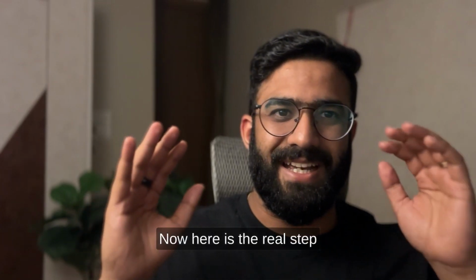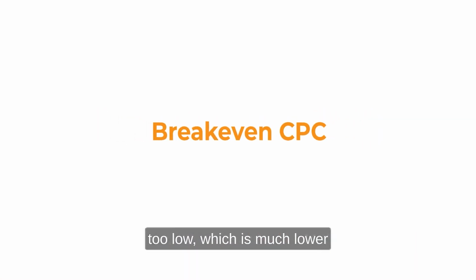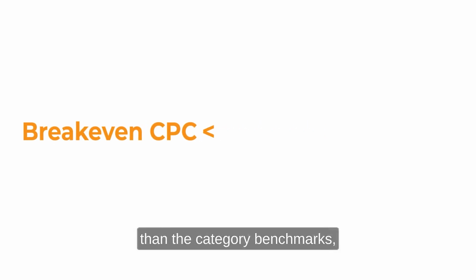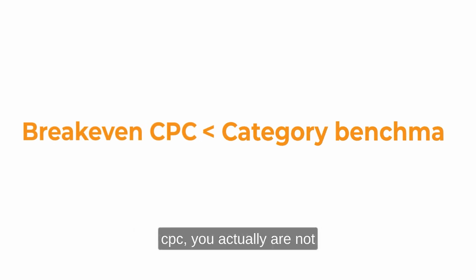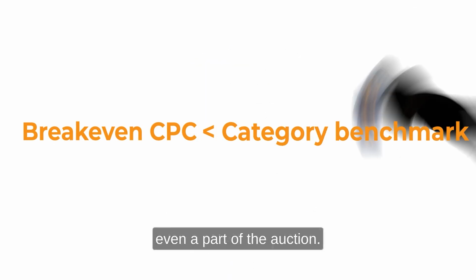No. Now, here is the real step that you need to take. When your break-even CPC is too low, which is much lower than the category benchmarks, or let's say the suggested CPC, you actually are not even a part of the auction. You cannot even fight the auction, right?